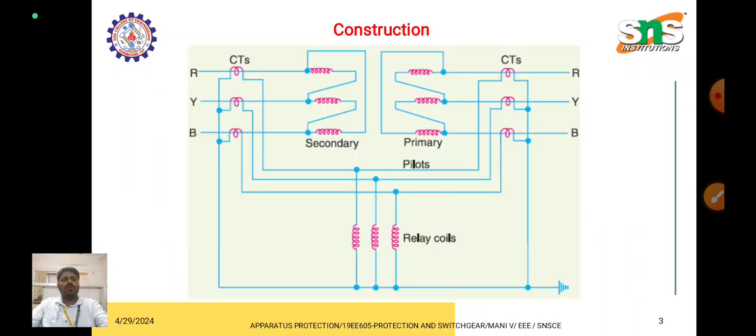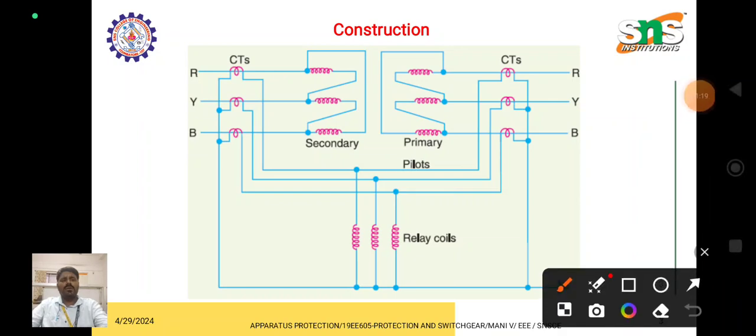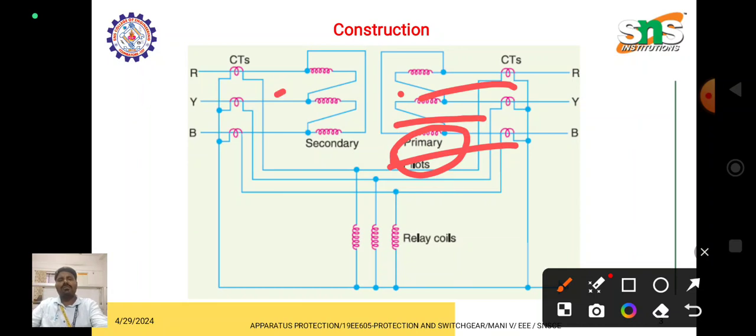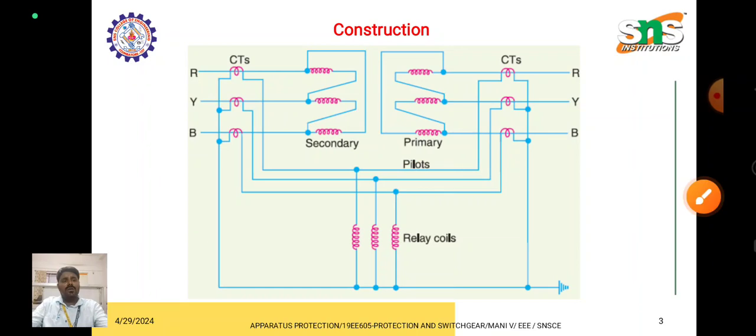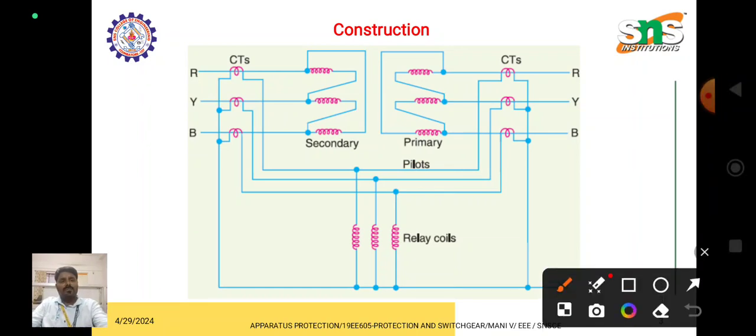Okay, here this is the transformer and this is the primary winding. This is the primary side of the transformer, with the R phase winding, Y phase winding and B phase winding. And this is the secondary of the transformer, with the R phase winding, Y phase winding and B phase winding of the secondary. On the primary side there are three CTs: one for R phase, another for Y phase, another for B phase.